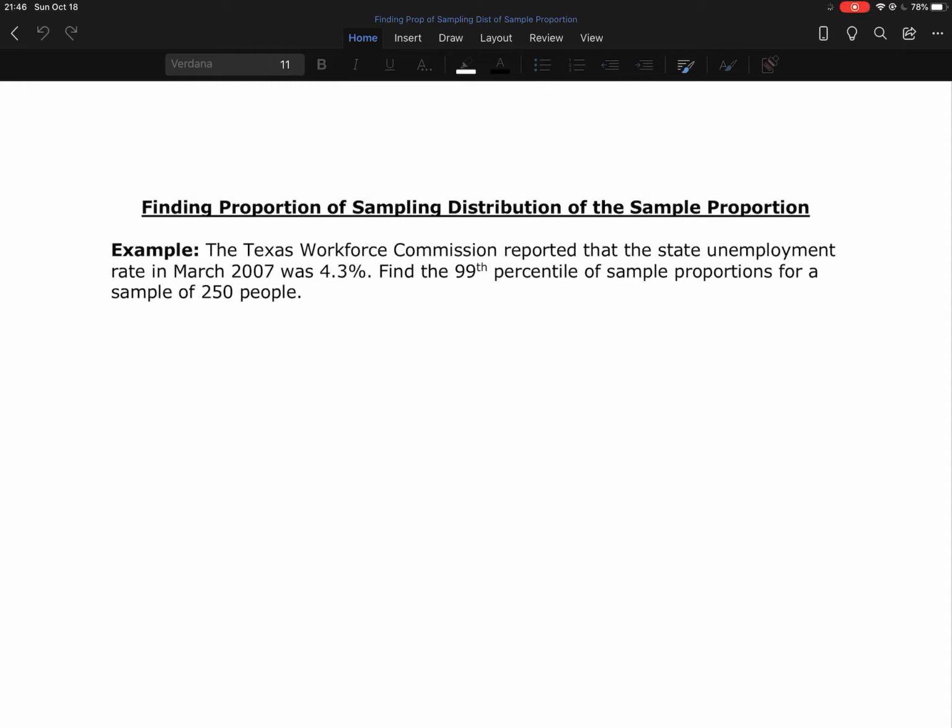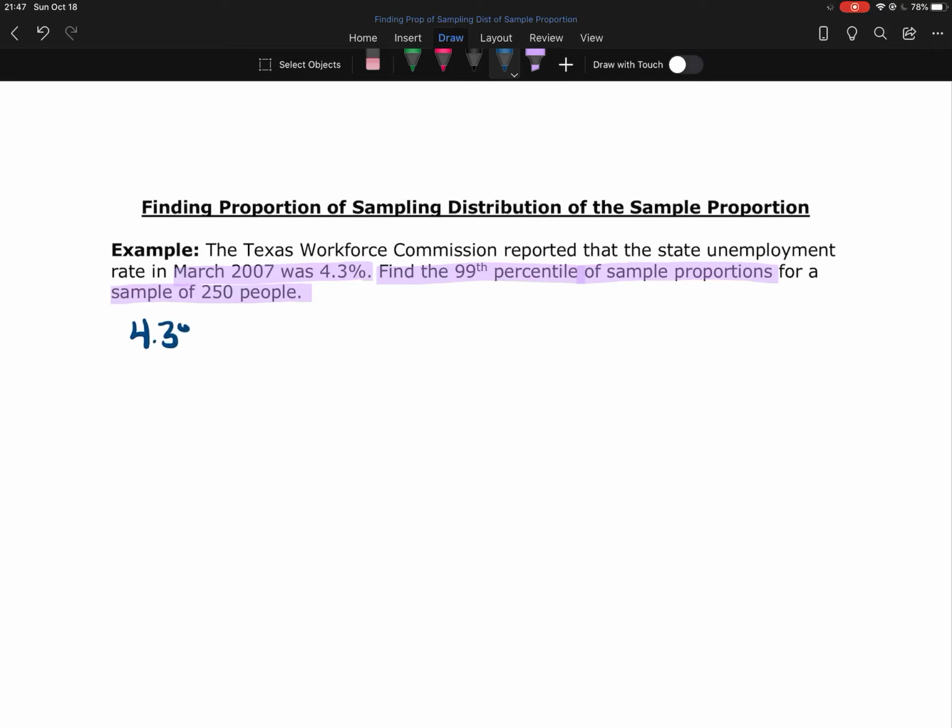Okay, here we go again. So now we're going to look at how to find the sample proportion if we've been given a probability associated with a sampling distribution of the sample proportion. So looking at the same example we've been looking at, just to keep things simple: the state unemployment rate for Texas in March 2007 was 4.3%. And now we want to find the 99th percentile of sample proportions for a sample of 250 people.